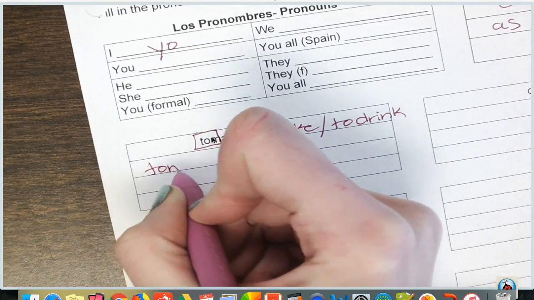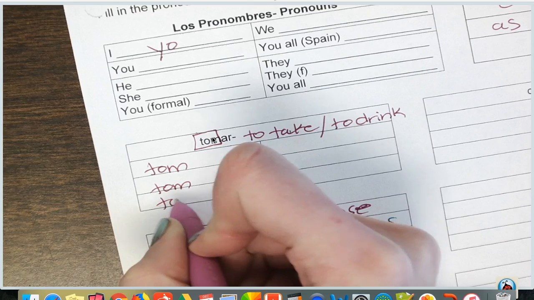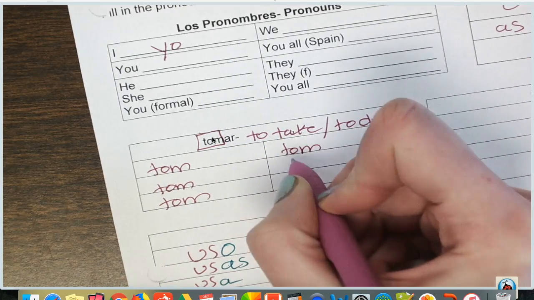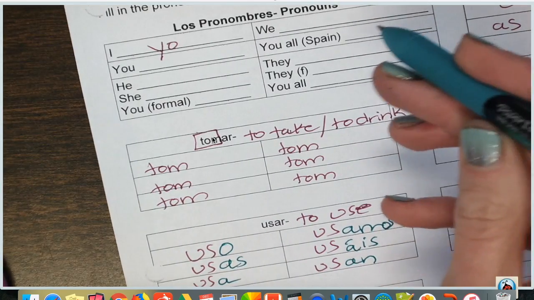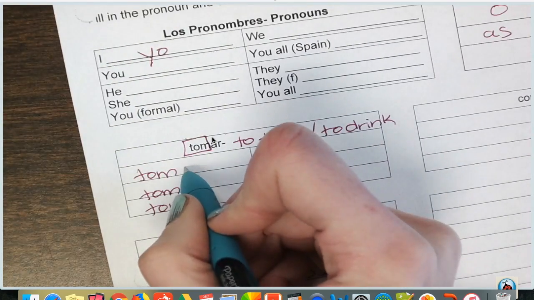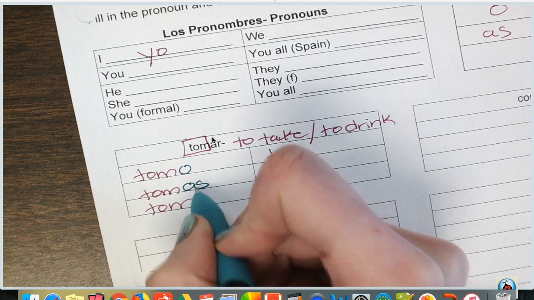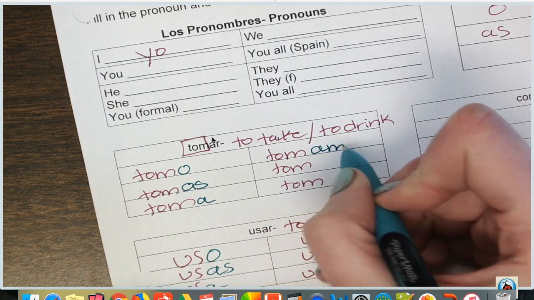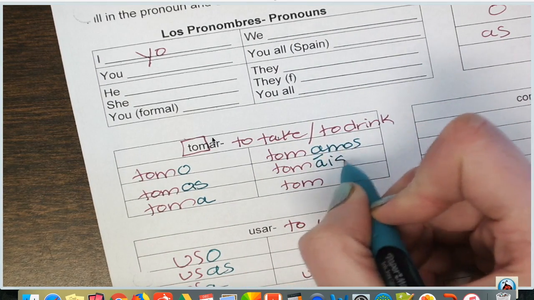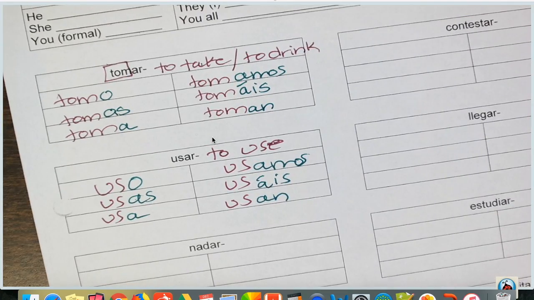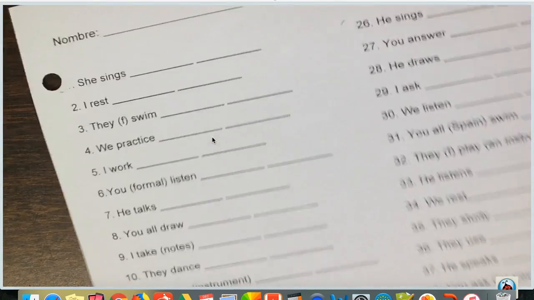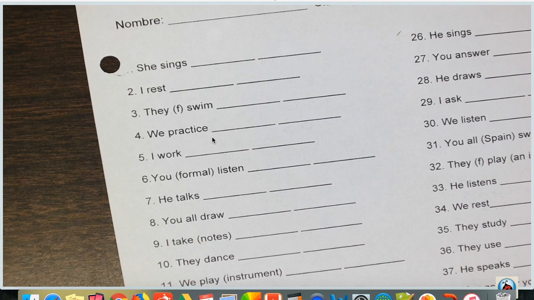So I've got tom, tom, tom, tom, tom, tom, and then I'm going to take my second color and do those endings. So tomo, tomas, toma, tomamos, tomáis, don't forget that accent, toman. And you're going to do this for the whole side of this paper. It's repetitive, but I think you'll be really good at it by the end of it, so I don't mind the repetition. If you flip to the back, this is also due. It looks like a lot, but it's really not that bad. It's just a lot of pen flipping.